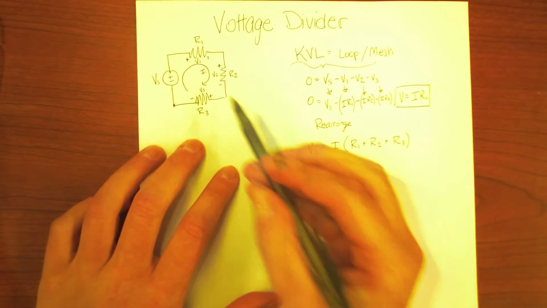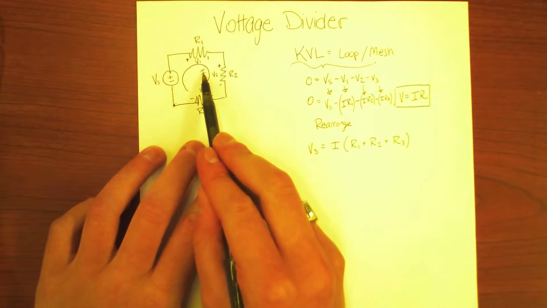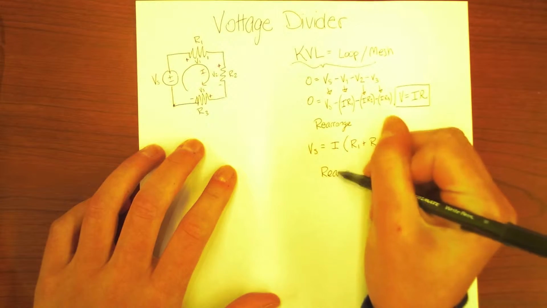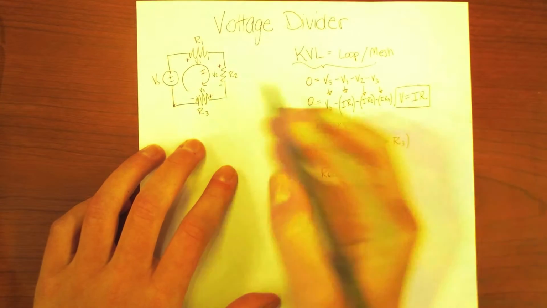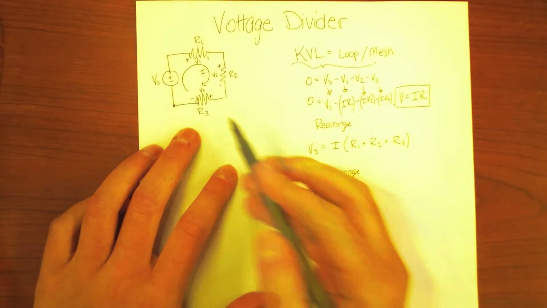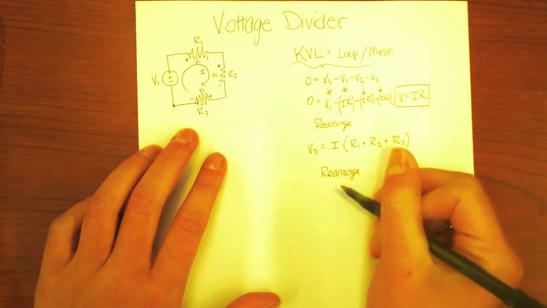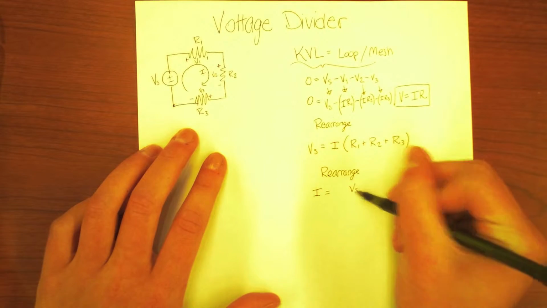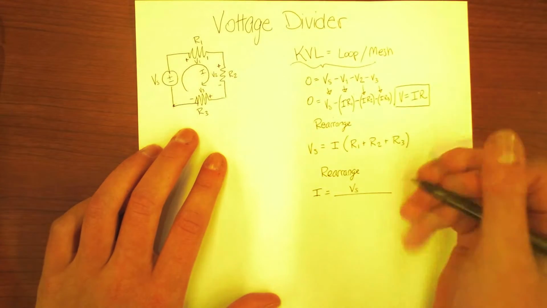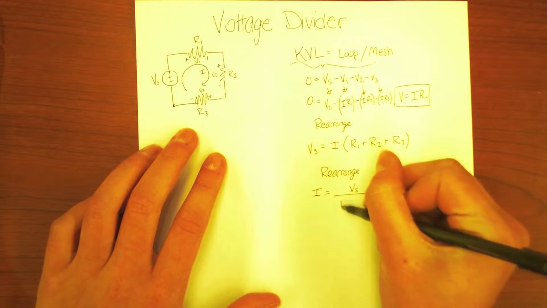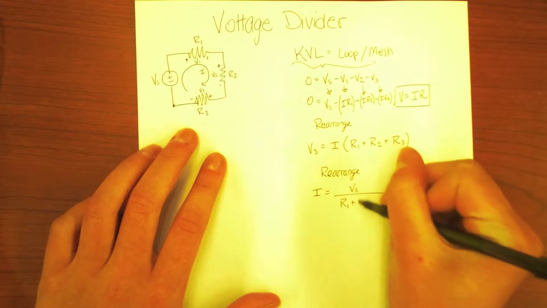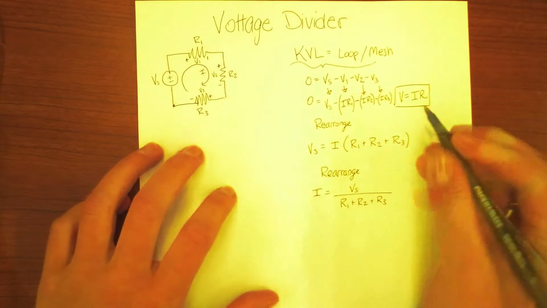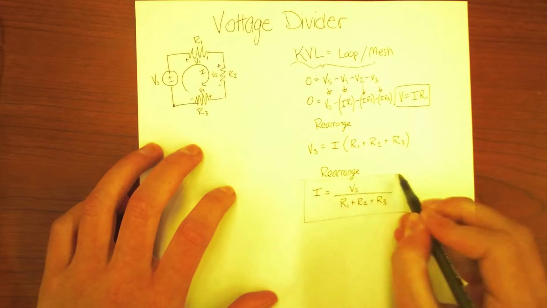So when you're trying to find, for example, this I, if you rearrange this again, you can find the current that's going around in this circuit. So if you rearrange this, your I is going to equal your voltage source over top of all your resistors, or the equivalent of all the resistors. So that's going to be one of your big equations.